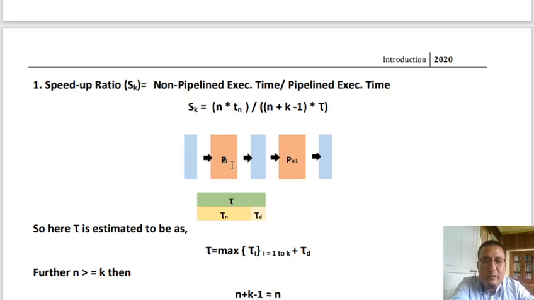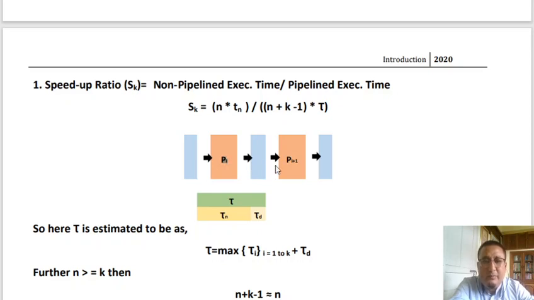So tau is the time required for executing a phase. Tau is influenced by 2 important factors. One is the phase execution time, and the other is the delay between two successive phase executions because of the implementation of the latches, right?